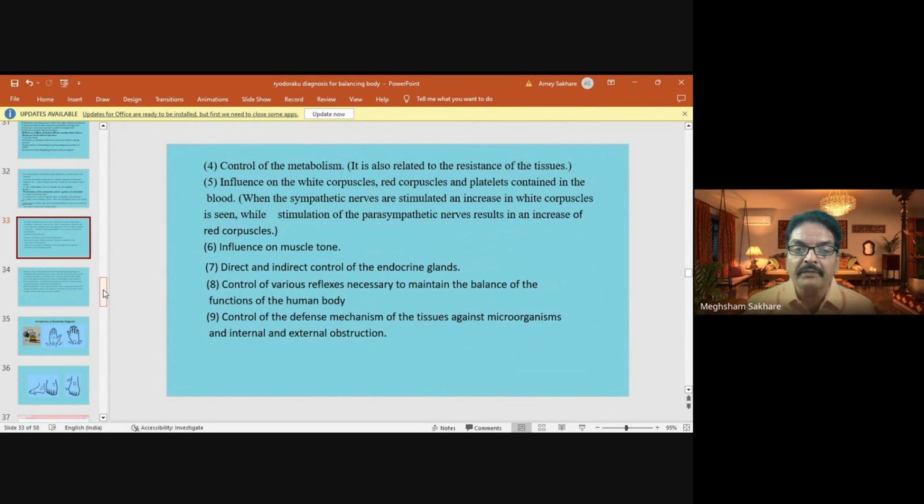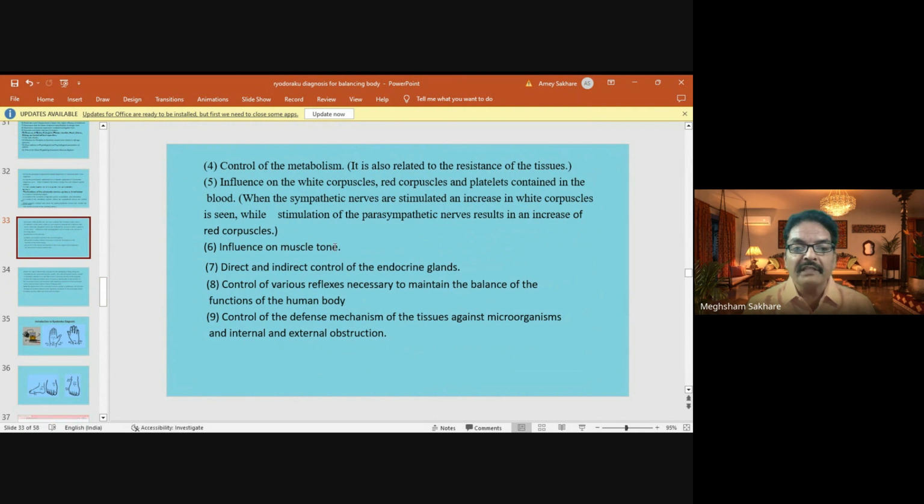The autonomic nervous system controls the metabolism. It is also related to the resistance of the tissues. The autonomic nervous system influences the WBC, RBC and platelets contained in the blood. When the sympathetic nerves are stimulated, an increase in the white corpuscles is seen, while stimulation of the parasympathetic nerve results in an increase in the red corpuscles.